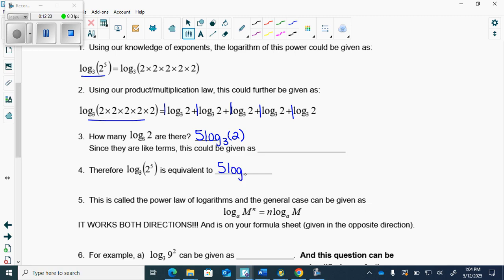And that rule is helpful for when we want to put logs together and they don't have plus 1s or minus 1s in front, they have numbers in front. I can take those numbers, raise them as the exponent, and then I can put them together.